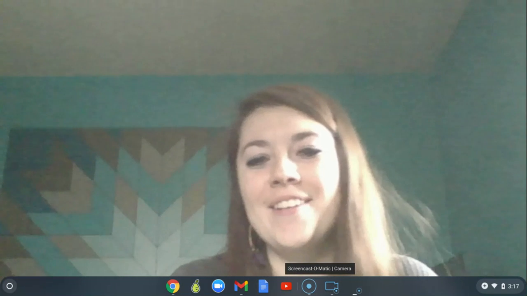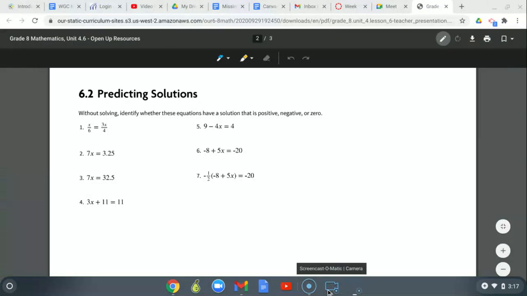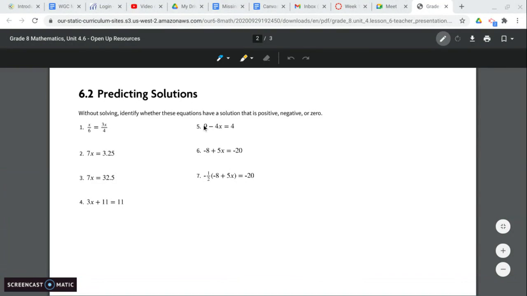So let's go ahead and jump right in. All right, predicting solutions without solving. So we're not going to solve a single one of these. Identify whether these equations have a solution that's positive, negative, or 0.